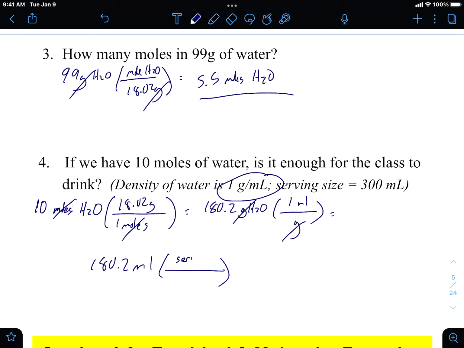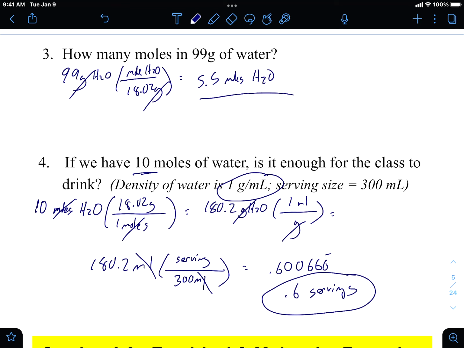Okay. So 180.2 divided by 300 milliliters. So there are 0.600666 repeating. And initially we had a very sloppy measurement of 10 moles, which only has 1 sig fig. So we're just gonna have to call this 0.6 servings. We don't even have a whole serving. So no, that is not enough for the class to drink. It's not even enough for one person to drink.